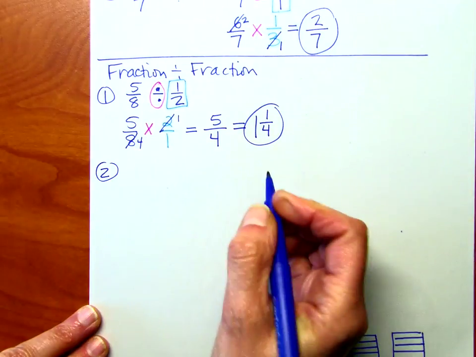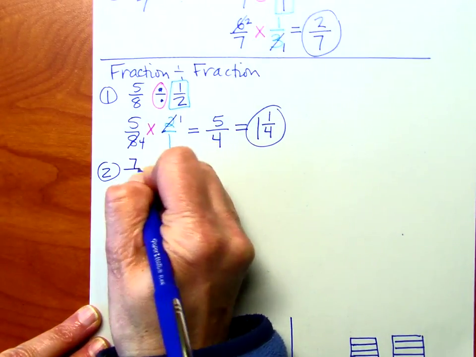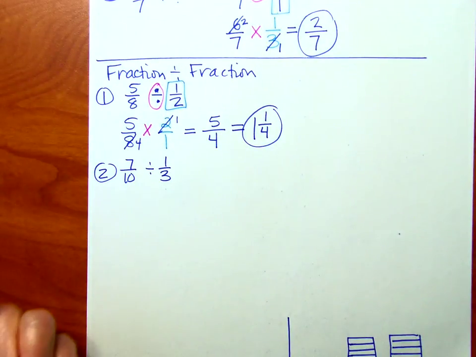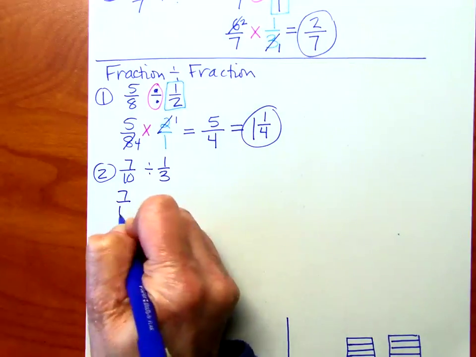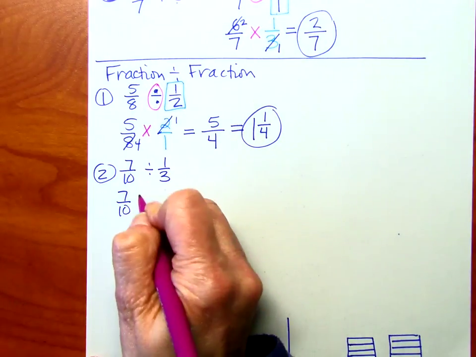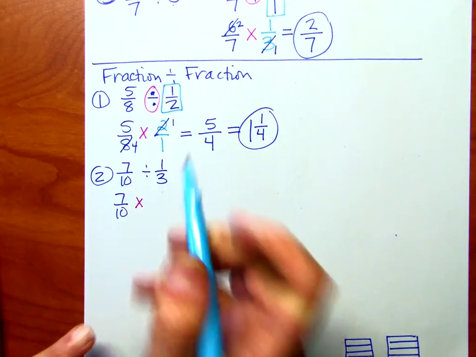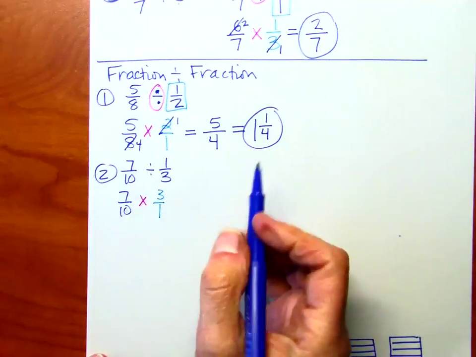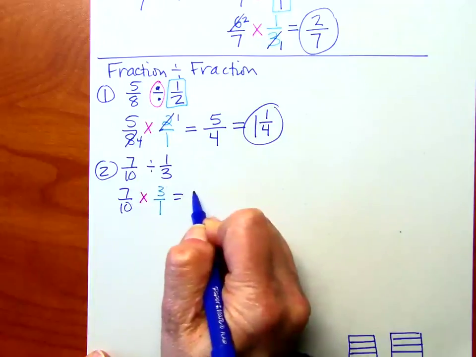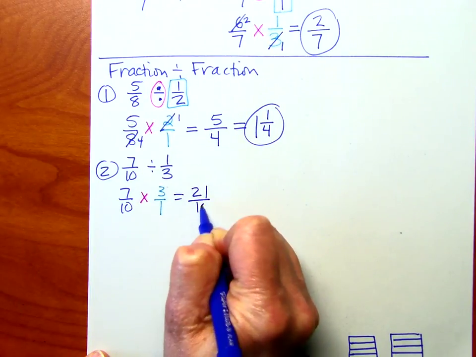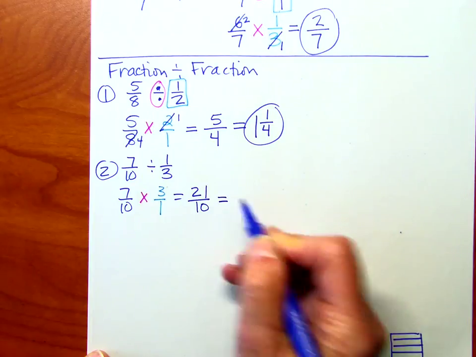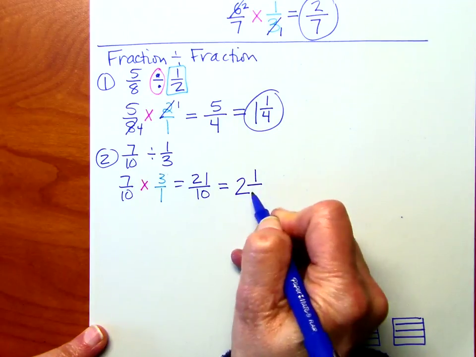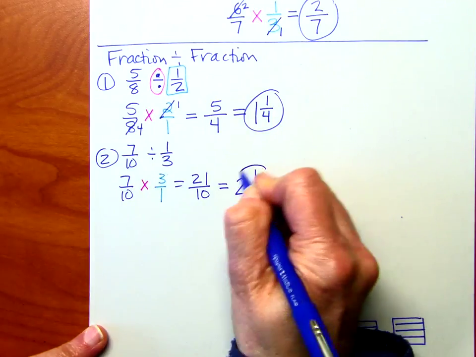Let's do another. Let's say we have 7/10 divided by 1/3. Okay, so 7/10 times 3/1. Doesn't look like I can reduce, but I can just multiply across. This is an improper fraction, so I'm going to change it to a mixed number. 10 goes into 21 twice with 1 left over. 10 is our denominator, so 2 1/10.